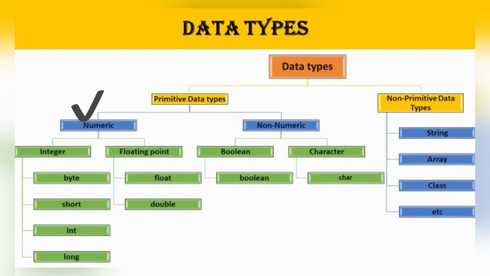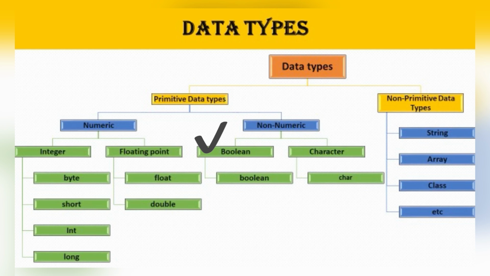Okay, so far we have covered numeric data types. Let's move on to the non-numeric data types. Under non-numeric data types, we have two main types. One is Boolean, another one is character. Let's start with the Boolean data type.